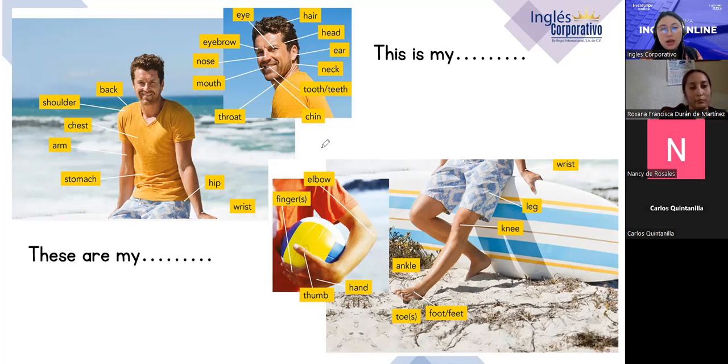What do you need to do? I need you to go. Va a ser nuestra primera actividad en grupos. Necesito que con sus compañeros redacten. How many? Let me see. At least, por lo menos, at least five sentences. Cinco oraciones ocupando esta estructura. This is my. And then you need to bring to the class at least five sentences using the expression, these are my. So you can practice vocabulary, you can practice this structure as well.